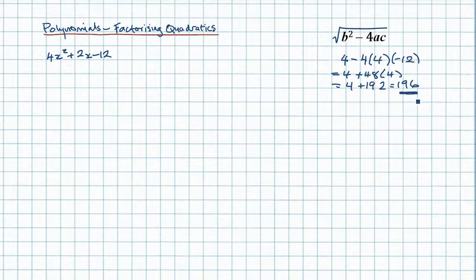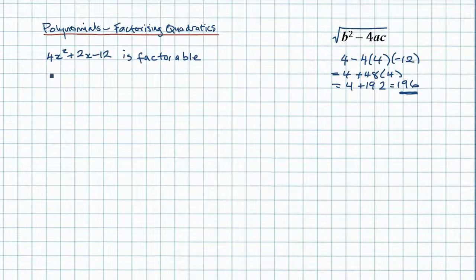And 196 is a square number. You probably recognize it. It's the square of 14. And that means that if 14 squared is 196, if this is a square number, then this is definitely going to be factorable. So I can say 4x squared plus 2x minus 12 is factorable. Well, we knew that anyway, but I wanted to just show you how we work that out if we didn't know that.